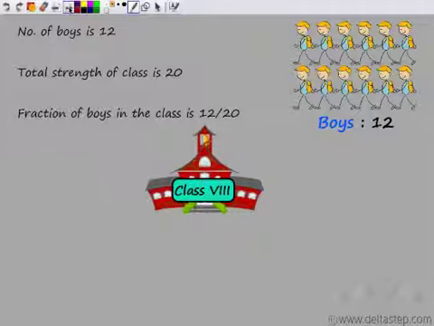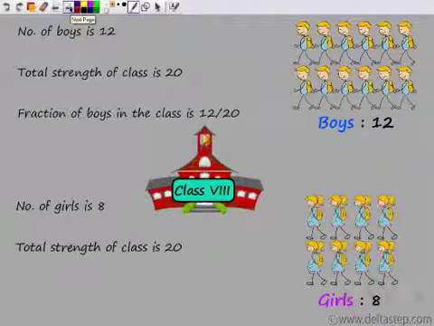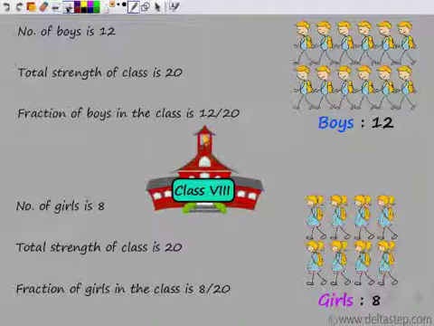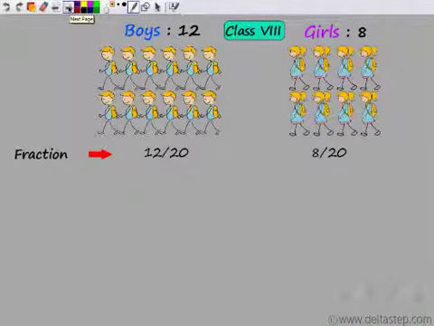That is, if there are 20 students in a class, 12 of those 20 are boys. Similarly, I can find the fraction of girls in the class. The number of girls in the class is 8. Total students in class 8 are 20. So the fraction of girls would be 8/20. That is, if I divide my class into 20 parts, 8 of those would be girls. So this is what I get: fraction of boys in class and fraction of girls in the class, which are 12/20 and 8/20.